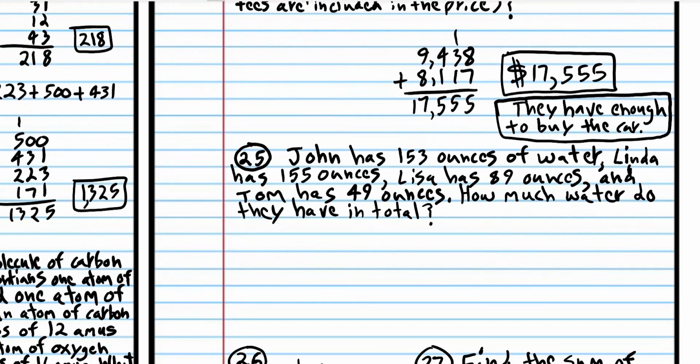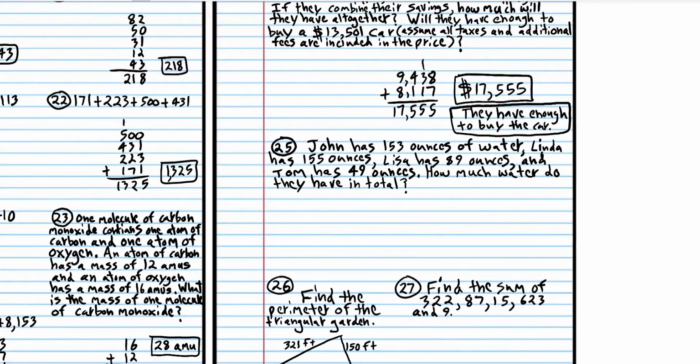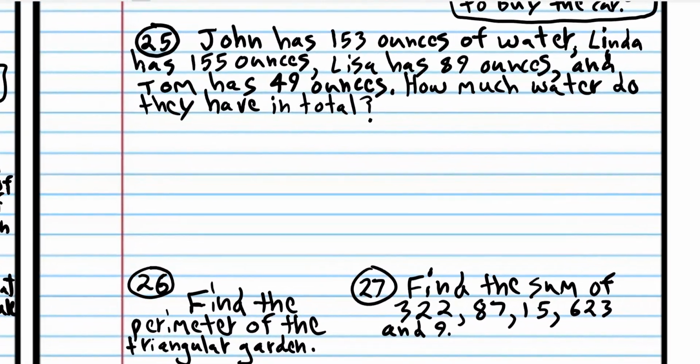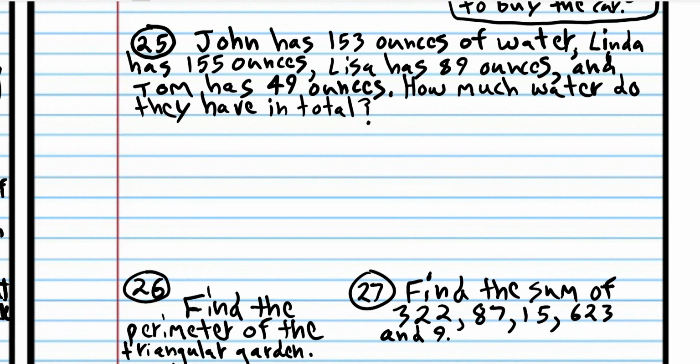All right, so now let's go on to the next problem. Pause the video and see what you can do, and when you come back, we'll do it together. All right, we're back. John has 153 ounces of water, Linda has 155 ounces, Lisa has 89 ounces, and Tom has 49 ounces. How much water do they have in total? Well, this is obviously an addition problem.